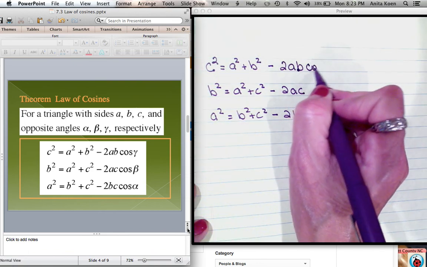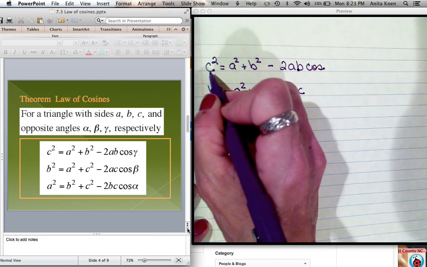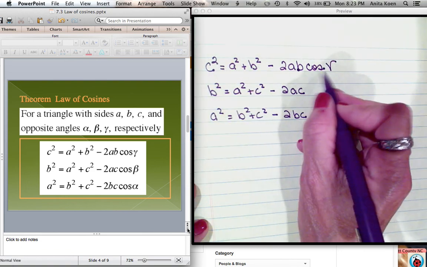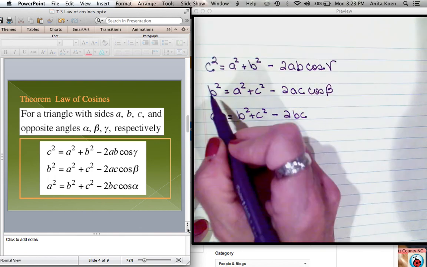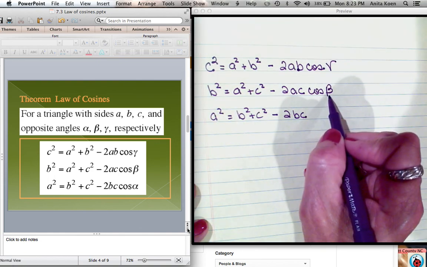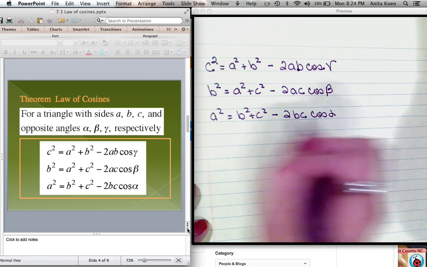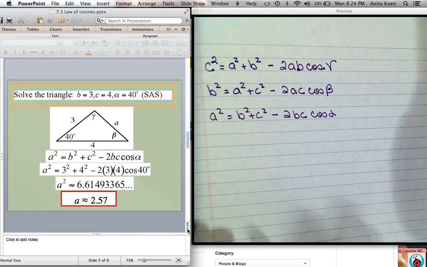So we took the two sides that we squared and added and multiplied them times the 2. Then you're going to multiply by the cosine of the angle that is opposite what you're looking for. So gamma is opposite c. So in the first one we're going to multiply by the cosine of gamma. Beta is opposite b. So in the second one we're going to be multiplying by the cosine of beta. And alpha is opposite a, so in the third one we're going to be multiplying by the cosine of alpha. And now you should have all of those memorized.